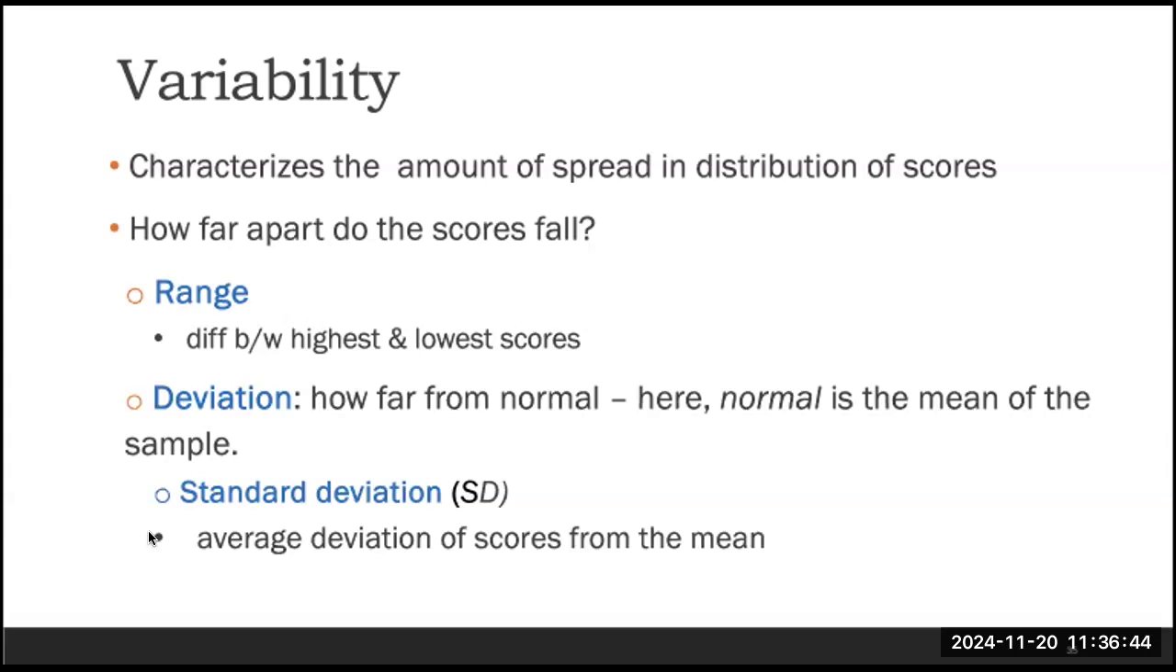Remember, in the word deviation, it's how far from normal, how far from the middle is a score. So when we say standard deviation, what we're trying to do is finding the average difference between a value and the middle value, the mean. That's what we mean by standard deviation. So if you calculate standard deviation manually, what you're doing is you're going to take every single score in that distribution and subtract it from the mean, and then you square it and take the average of that. That's what standard deviation literally is. So it's the average deviation of scores from the mean.